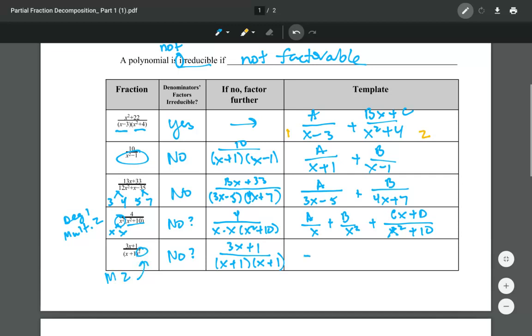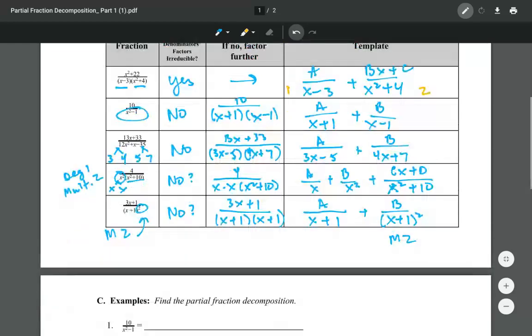So that means as I build my template, I get x plus 1, and I get another x plus 1. But it doesn't make sense to have the same denominator twice. So I'm going to go ahead and add my multiplicity to the second one, 2. Multiplicity 2. It's still linear, so I get an a over the x plus 1, and I get a b over the x plus 1 quantity squared.